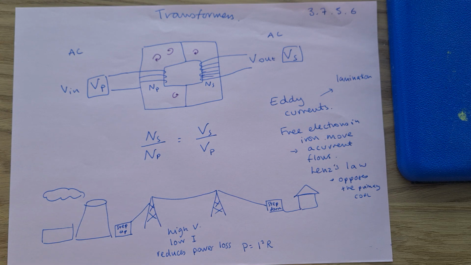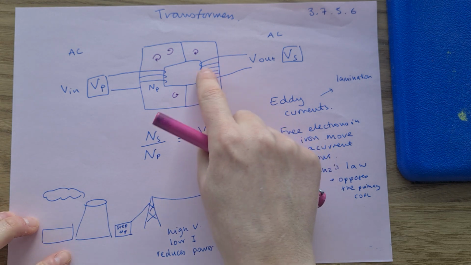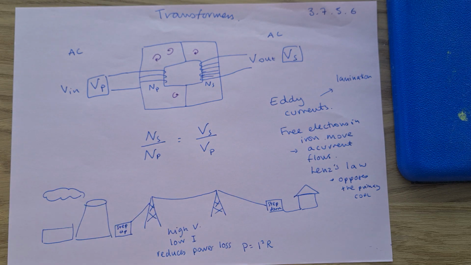But the other problem is that Lenz's law states that the current produced from this magnetic field will oppose the magnetic field changing. So it has a double effect. Not only does it do heating, but it also reduces the impact of the magnetic field. Because if that magnetic field is north, the eddy currents will produce the south, so they'll try to oppose the change. The solution to this is lamination.